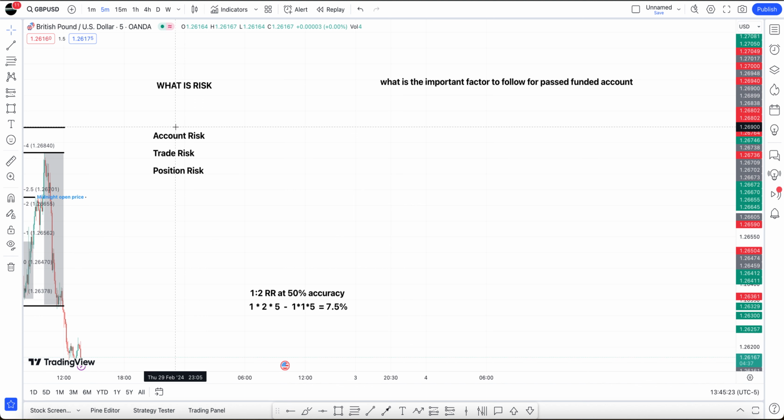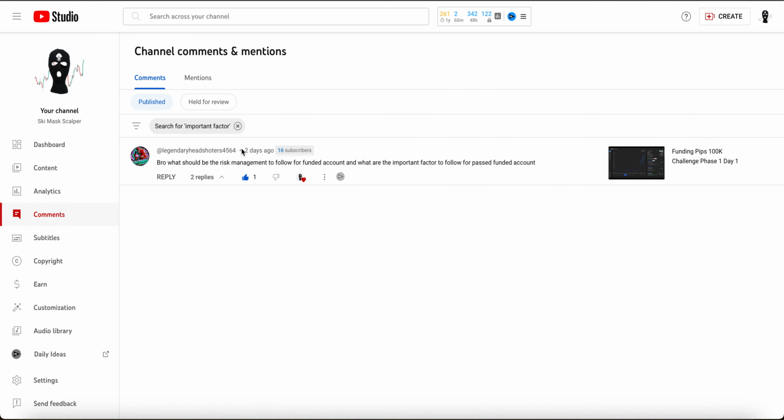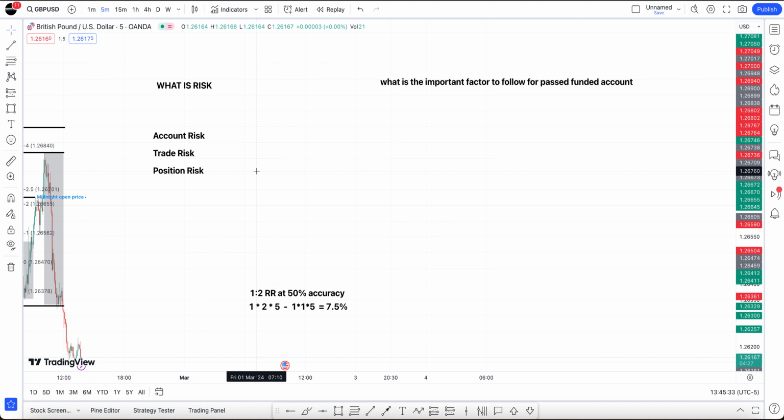Okay. With that being said, I'm going to read the question again. What should be the risk management to follow for funded accounts? Simple. Do not risk more than 1%. That's the easiest rule. Do not risk more than 1%. And now we'll get into the second part, which actually links to this first part. And I'll show you the link now.